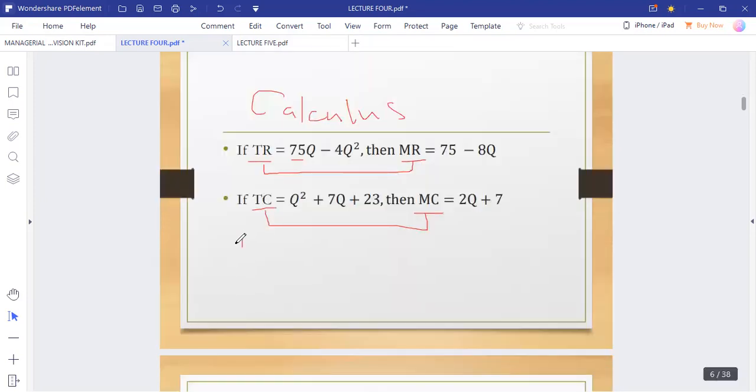So let's try to differentiate the following. 5Q³ minus 14Q² plus 8. TC is one over 3Q³ minus 3Q² plus 4. So can you lead me through how we differentiate this?